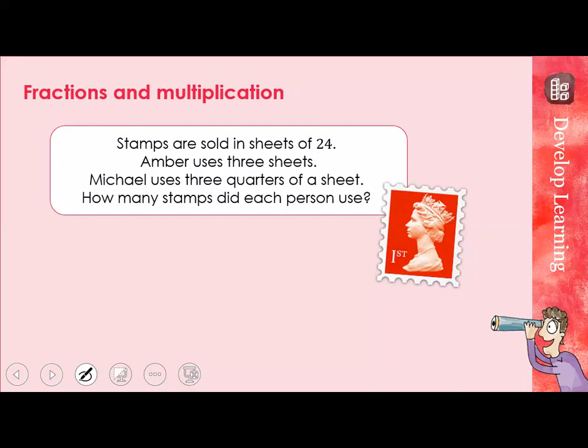So let's have a look at a word problem. Stamps are sold in sheets of 24. Amber uses 3 sheets. Michael uses 3/4 of a sheet. How many does each person use?